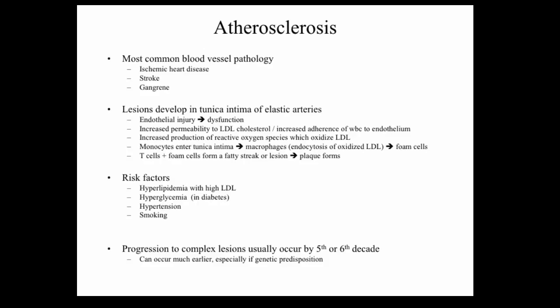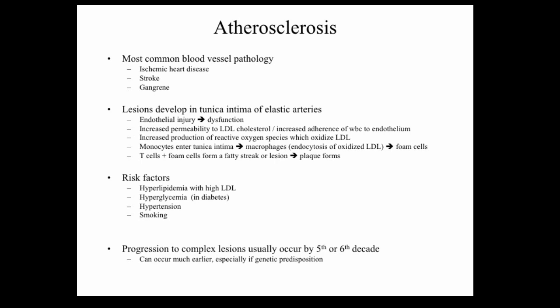Let me take the last few minutes of this podcast and talk about a very significant clinical condition, atherosclerosis. This is the most common blood vessel pathology, and some significant results of atherosclerosis could be ischemic heart disease, stroke, and gangrene. Lesions will develop in the tunica intima of elastic arteries in atherosclerosis. There'll be endothelial cell injury, which will lead to dysfunction.